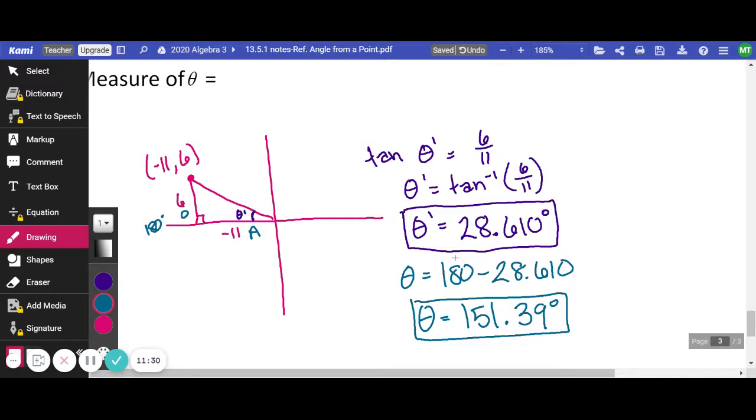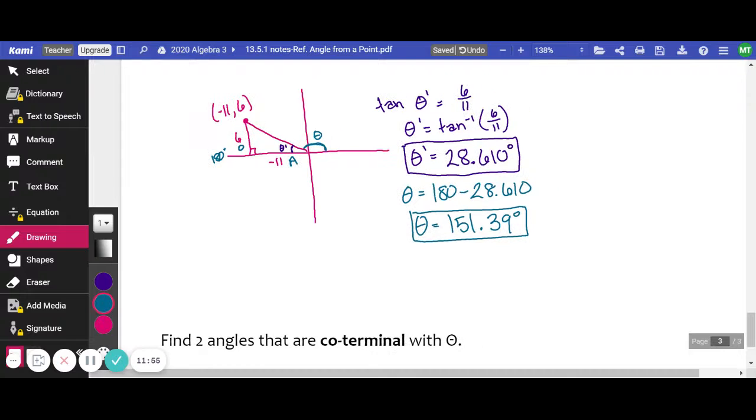Now to find theta, theta starts here and goes all the way from here to here. So I take 180, but 180 is too far, so I have to subtract that reference angle, 28.61, to get 151.39. So that's what we did in the previous two examples.